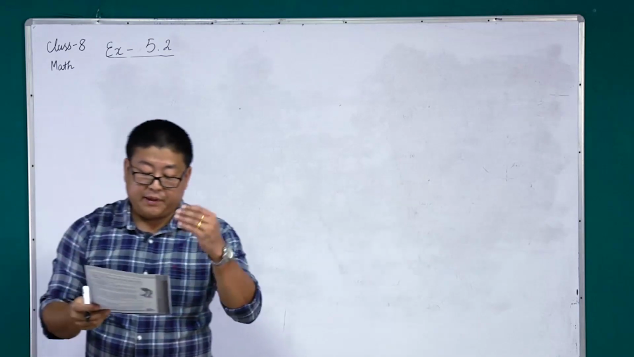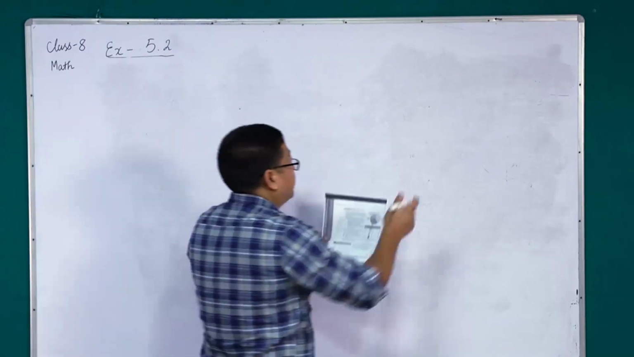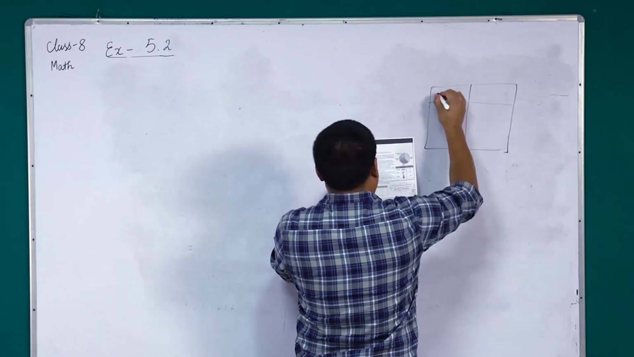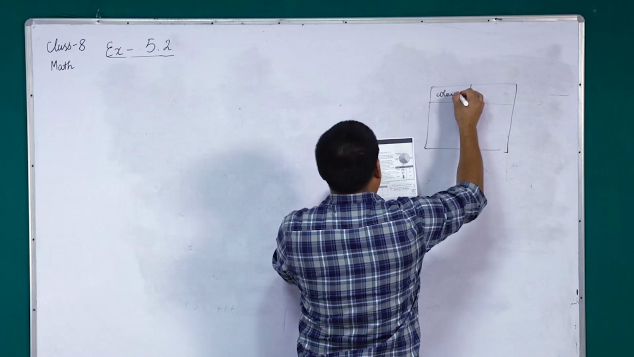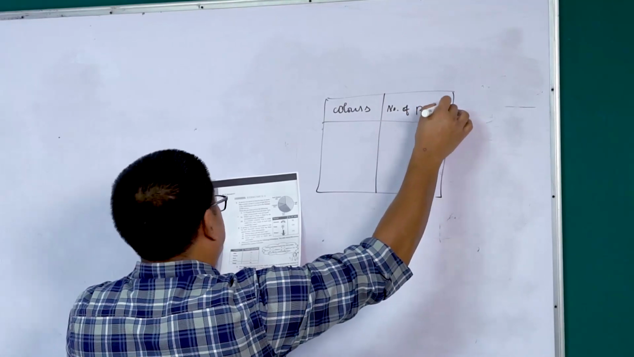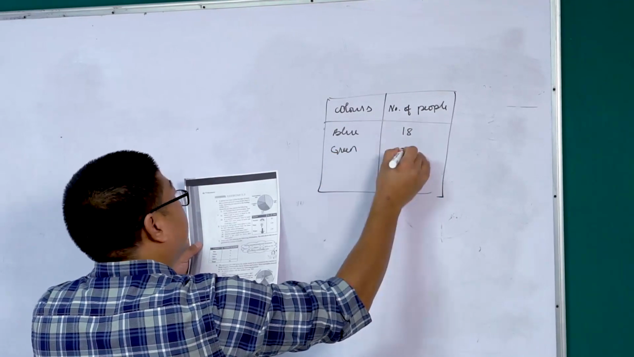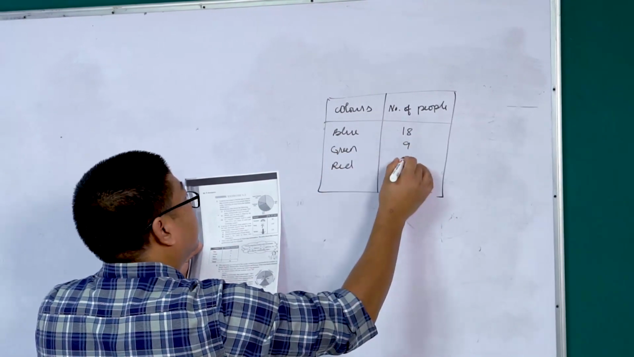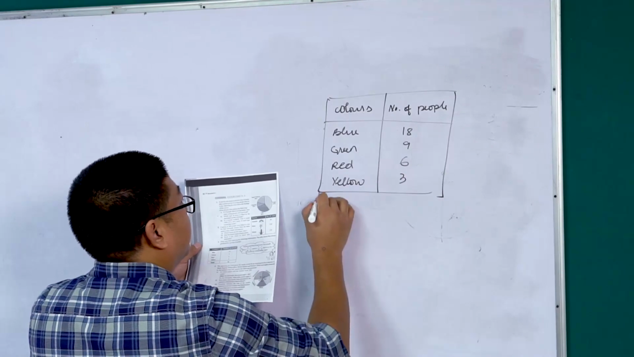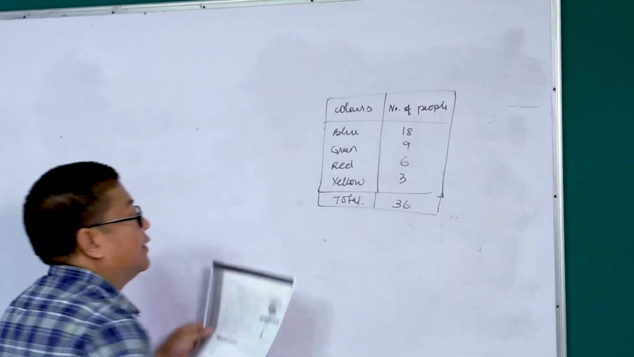Now I will be skipping question number 2 because it is same as question number 3. We'll look at question number 3. Question number 3 has a table given here, and this table has one row as colors and one as number of people. Blue 18, green 9, red 6, yellow 3. Now when you add them up, you get 36.